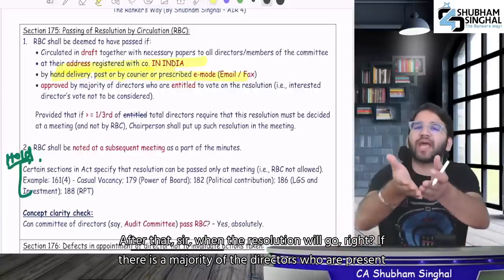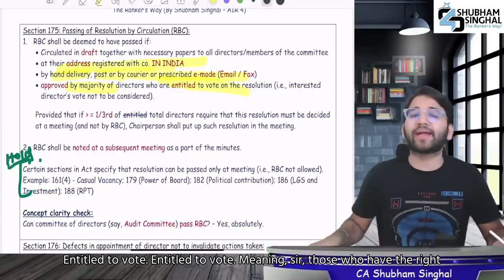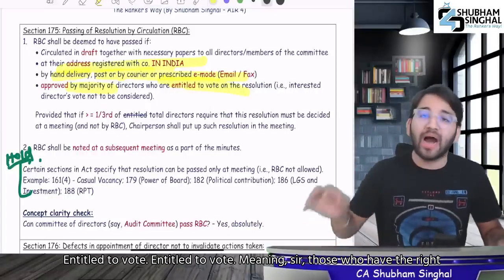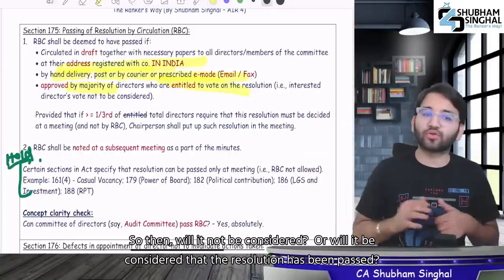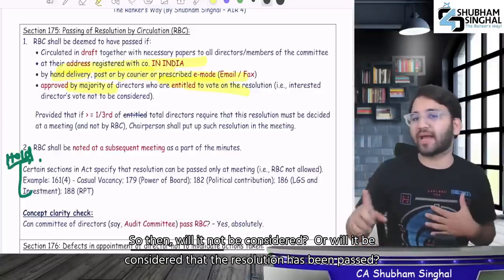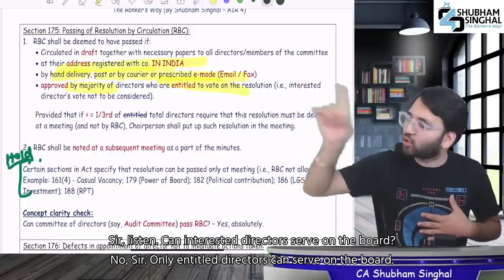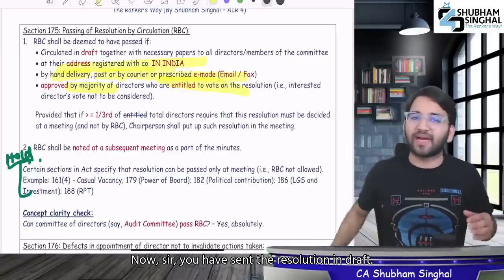And when the resolution goes out, if a majority of the directors who are entitled to vote approve it, the resolution is considered passed. Can interested directors vote? No, only entitled directors can vote. Clear? Now you have sent the resolution in draft.